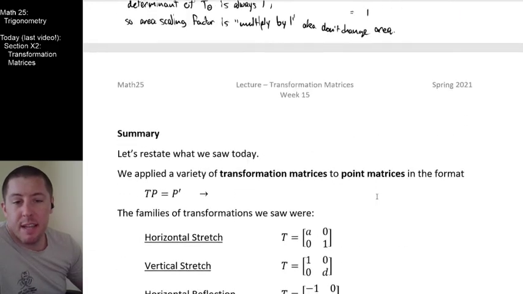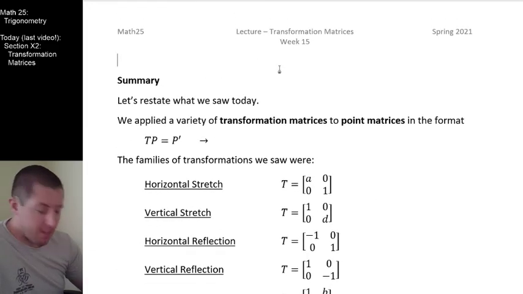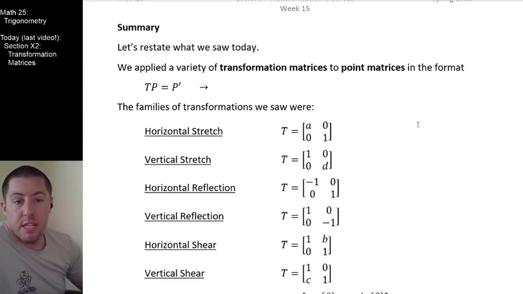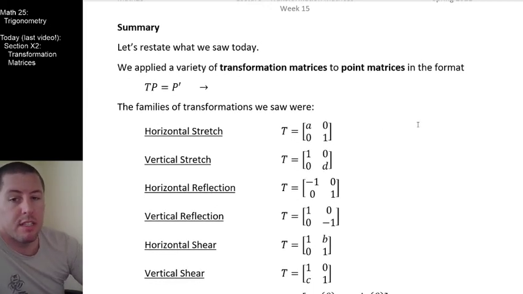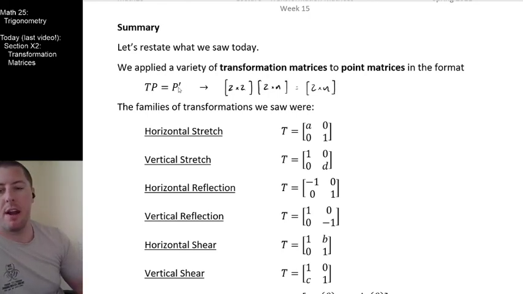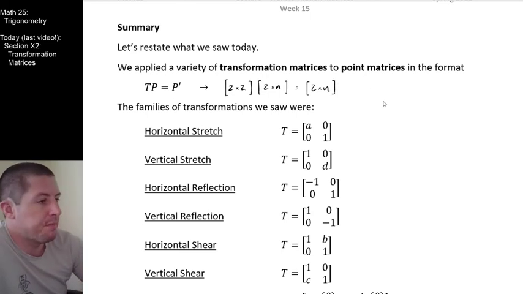So let's kind of summarize what we just saw right here, and let's call it a day. Let's restate what we saw. We applied a variety of transformation matrices to point matrices in the format of TP equals P prime. And you should notice this was always a 2 by 2 times a 2 by n, however many points you had. And that's always going to say the 2's match in the middle. And that's always going to result in a 2 by n matrix on the other end for P prime right there, n being the number of points.